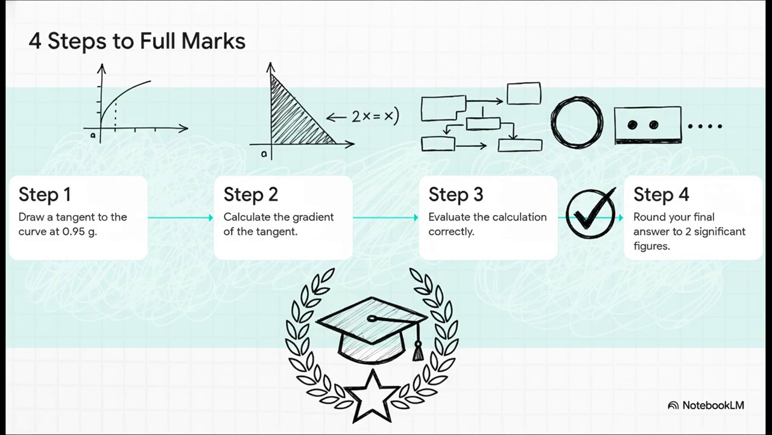So, how do you grab all 4 marks? It's a simple 4-step recipe. First, you draw a tangent to the curve at that 0.95 gram point. Second, you calculate the gradient of that tangent. Third, you get the right number from your calculation. And fourth, you round that number to 2 significant figures. 1 mark for each step, boom.